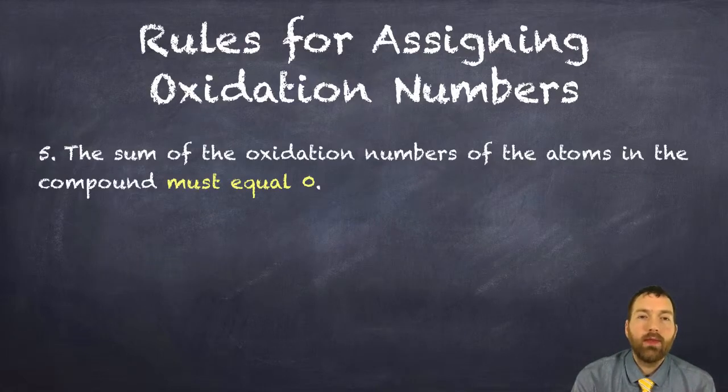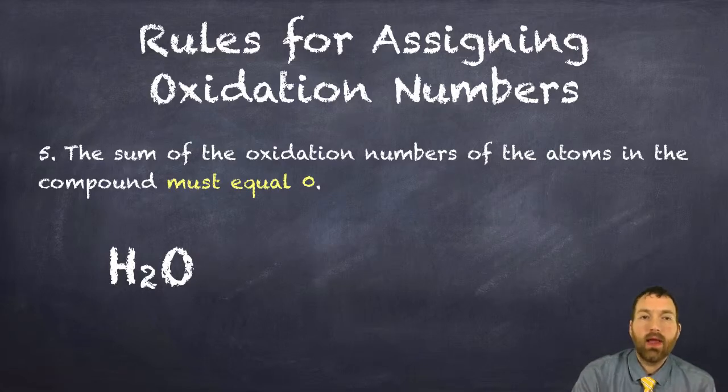Rule number 5: the sum of the oxidation numbers of the atoms in a compound must equal 0. Here's water. We've had this a couple times, and you may have gathered rule number 5 if you were paying close attention. When we get to water, we have a couple of rules to remember: oxygen is always -2, and hydrogen is always +1.